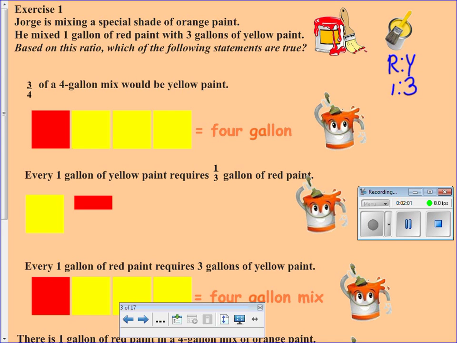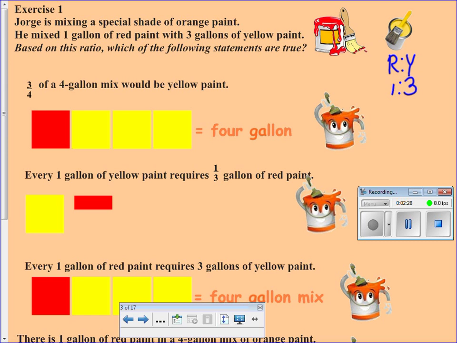So in this 4-gallon bucket, is it true or false that 3/4 of this 4-gallon mix will be yellow? So in a moment, if you think the answer is true, you're going to give me a thumbs up. If you think the answer is false, you're going to give me a thumbs down. If you have no idea and you're not sure, you're going to give me thumbs in the middle. So on the count of 3, you're going to vote.